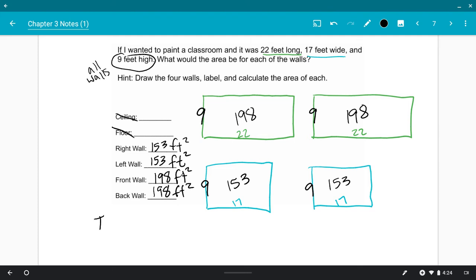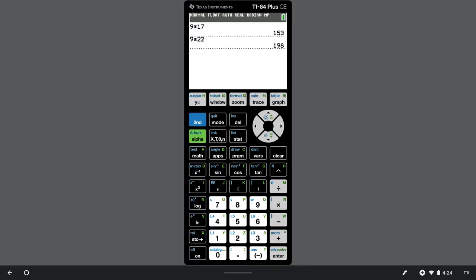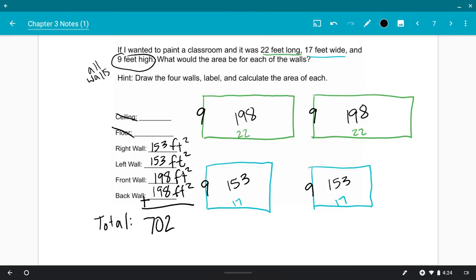And then the total, which is what we were looking at, is to add all of those up. So we need to add these 4 walls. So we would do 153 plus 153 plus 198 plus 198, or multiply them and then add them. So it's 702 square feet. So you could buy your paint based on 702 square feet.